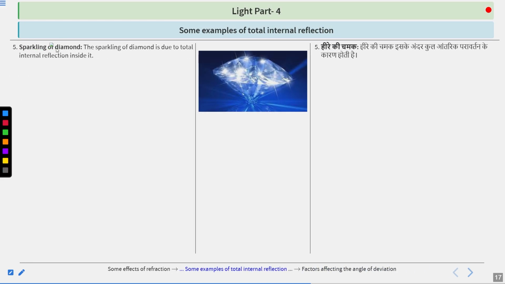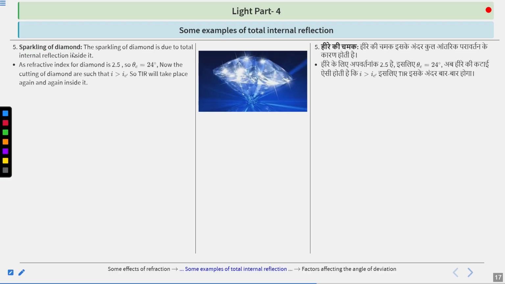Sparkling of diamond. The sparkling of a diamond is due to the total internal reflection inside it. As the refractive index of diamond is 2.5, theta c equals 24 degrees. Now the cuttings of a diamond are such that the angle of incidence is greater than the critical angle. So total internal reflection will take place again and again inside it. The light which beams out from a few places in some specific directions makes it sparkle.